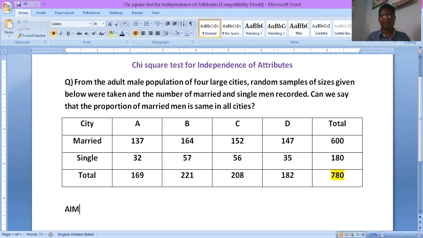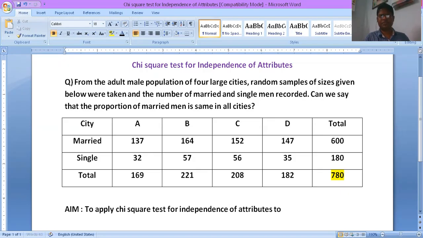Start with the aim. What is the aim? To apply chi-square test for independence of attributes to the given data, right?